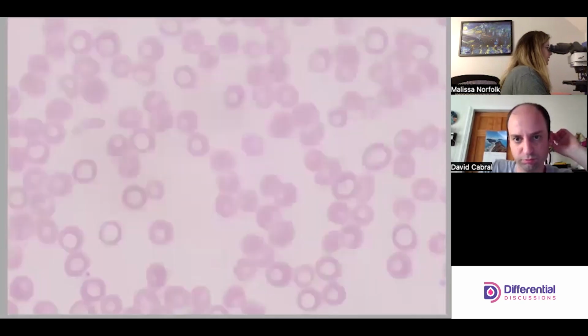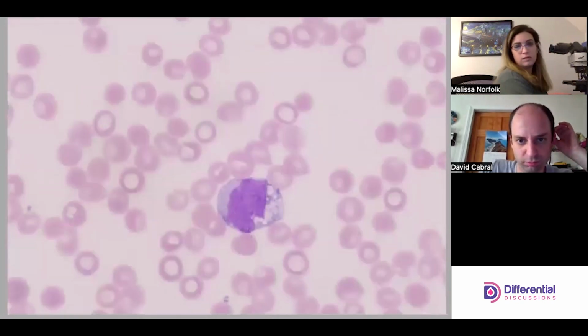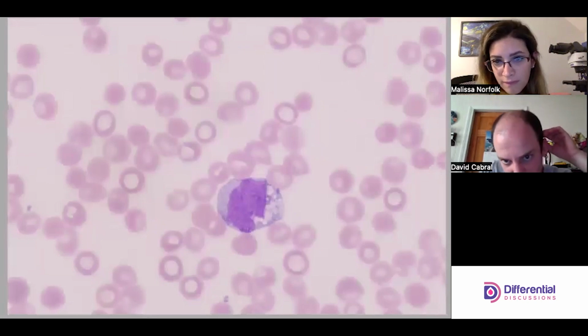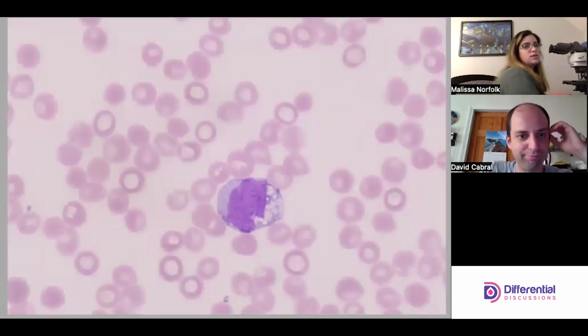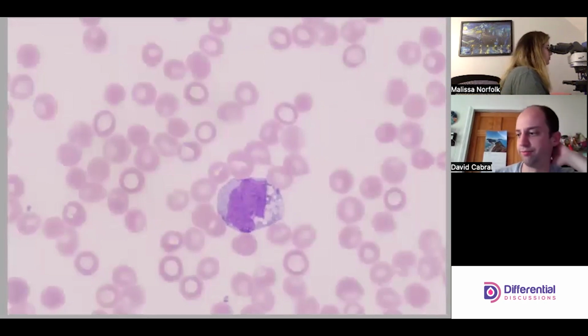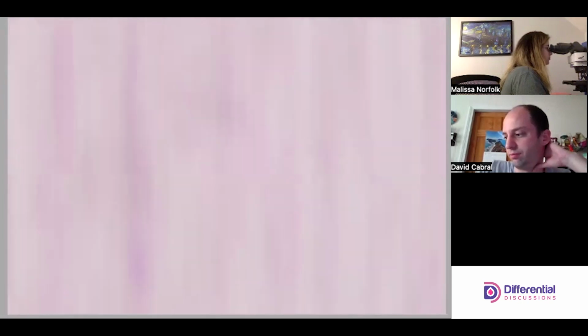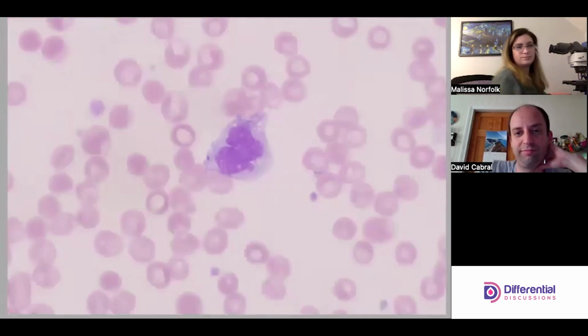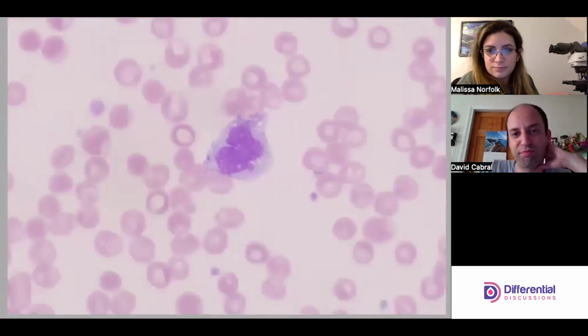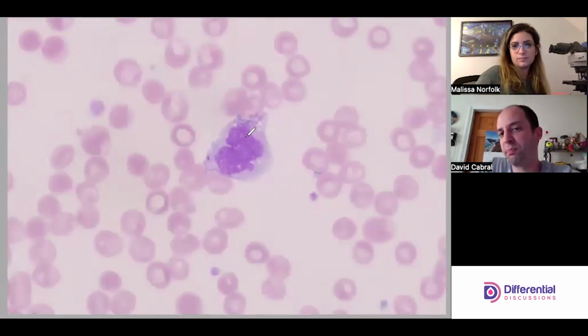All right, let's see if I can find anything. No. I think it's just a mono. Agreed. Okay. So the nucleus isn't particularly dark. We have a nucleoli, a nice prominent one. What do you think?